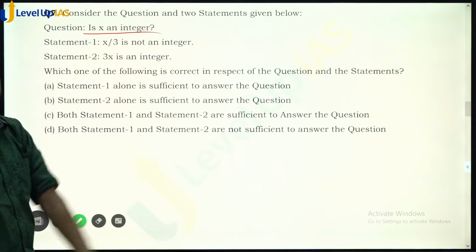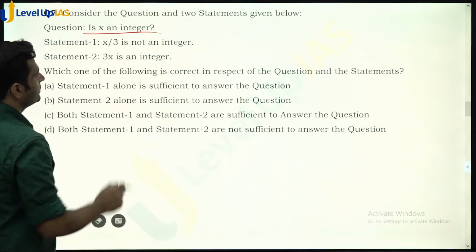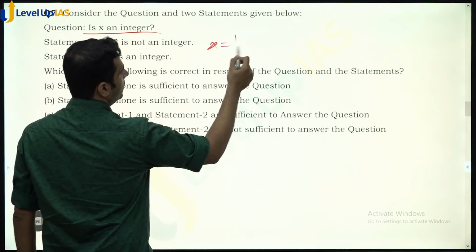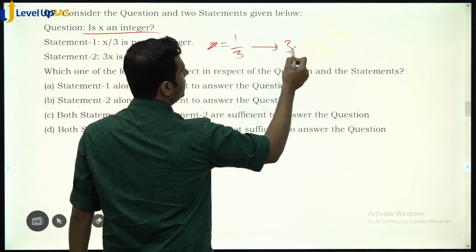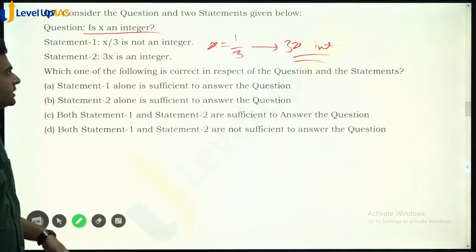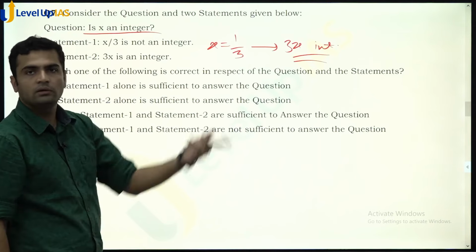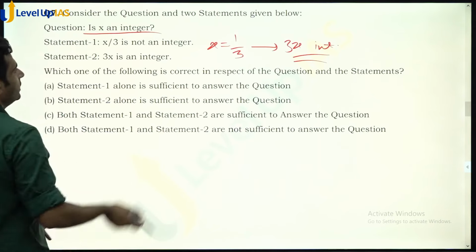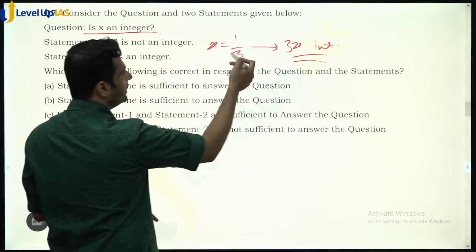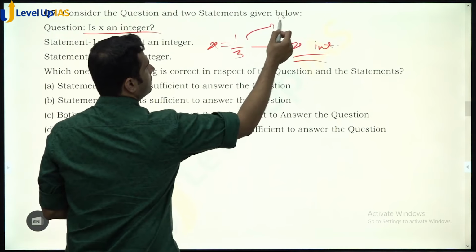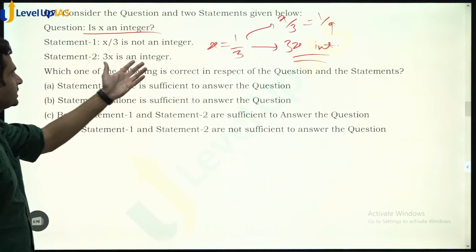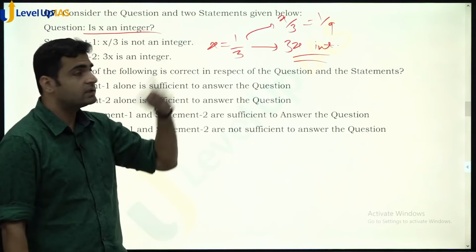So let us take an example, because there is x here and 3x is an integer. Let us take x equal to 1 by 3. So 3x is an integer, right? 3x is 1, 1 is an integer. So can we say that x is an integer? No, definitely not. Let us take same x in statement 1. X by 3 is not an integer. What is x by 3? X by 3 equal to 1 by 9. It is not an integer. Yes. Can we say that x is an integer? No, x is a fraction.